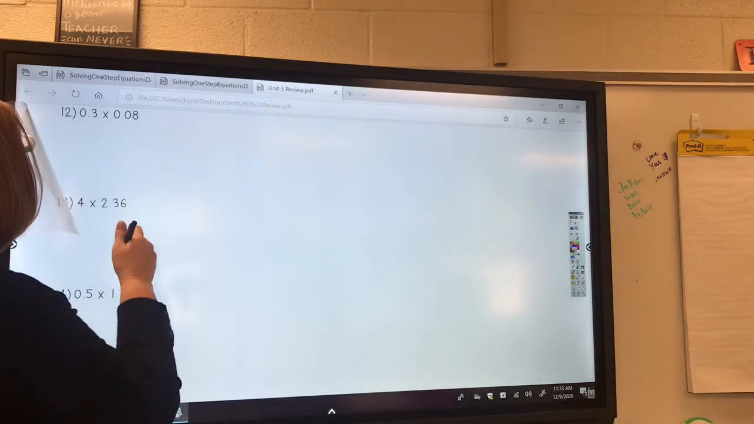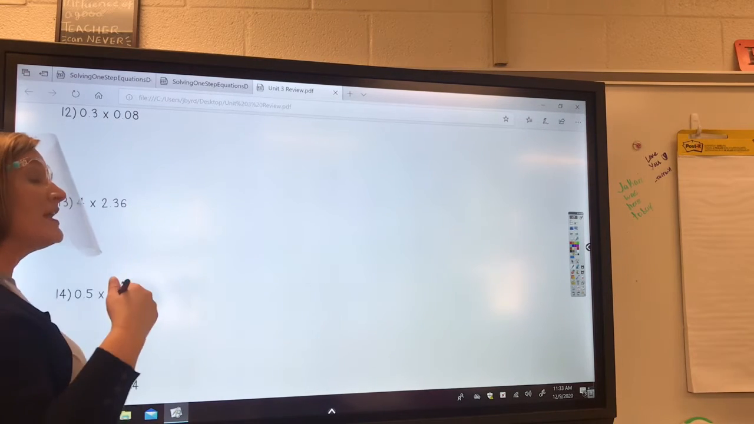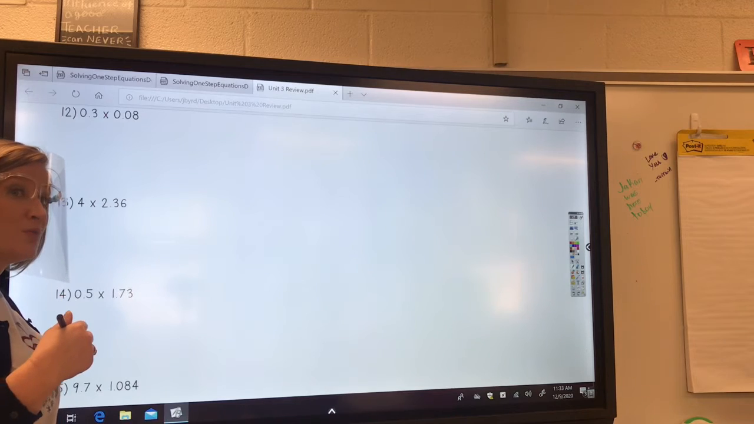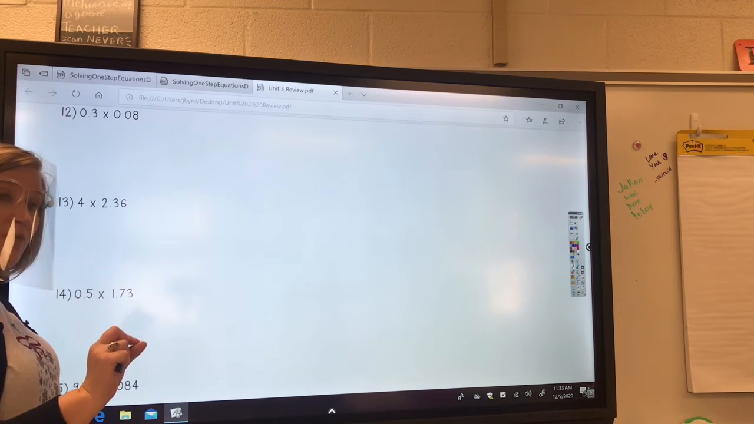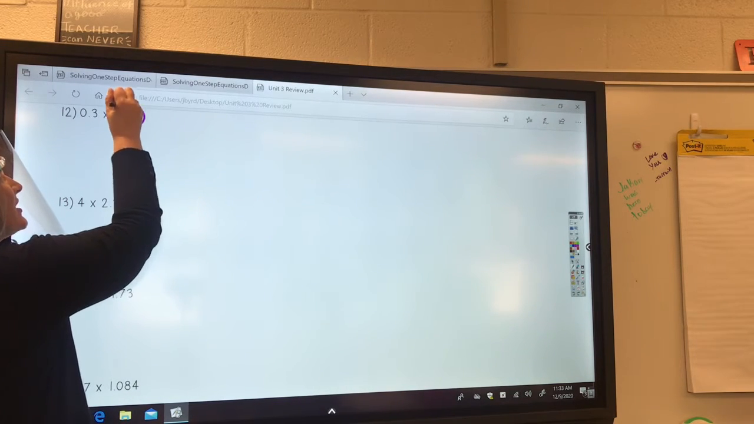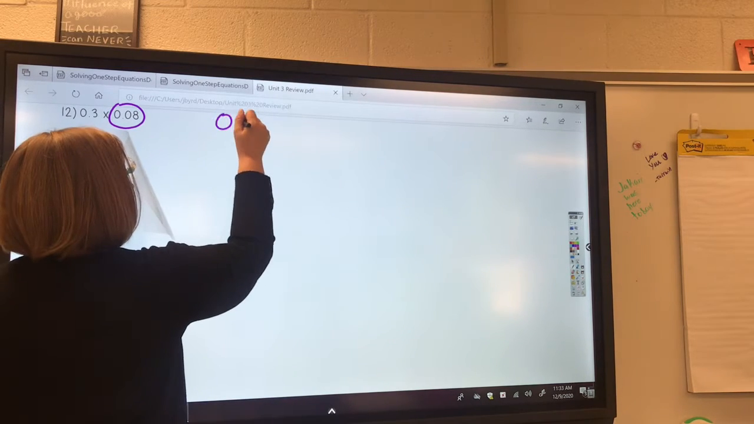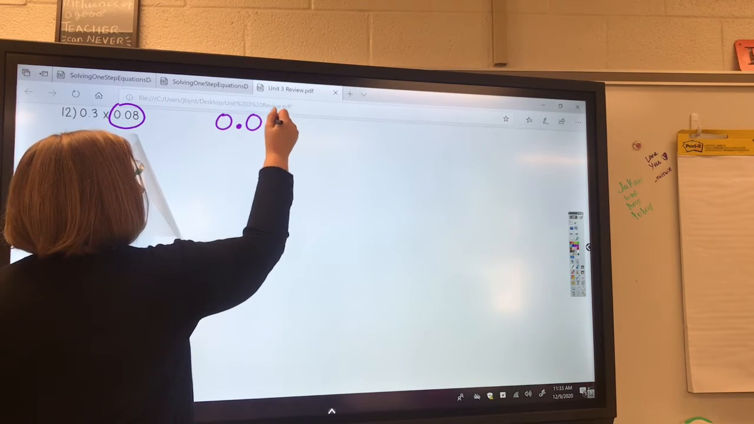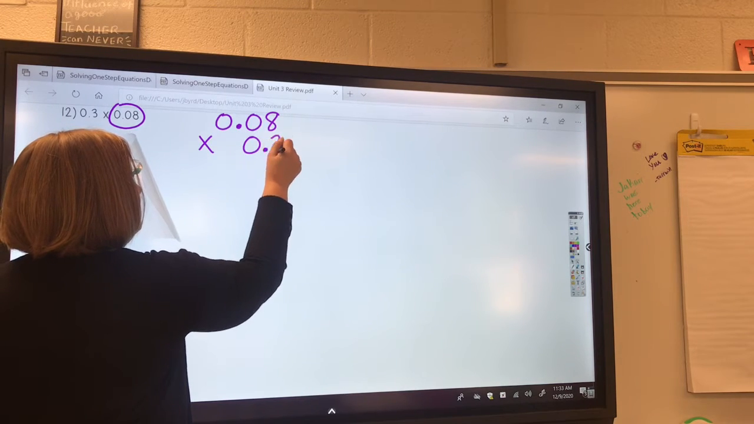So we have 3/10 times 800. Now, I told you when we talked about multiplying, do you want the longer number on the top or the longer number on the bottom? The top. So this one is the longer number, so we're going to put it on the top. We're going to put 800 on the top and 3/10 on the bottom.